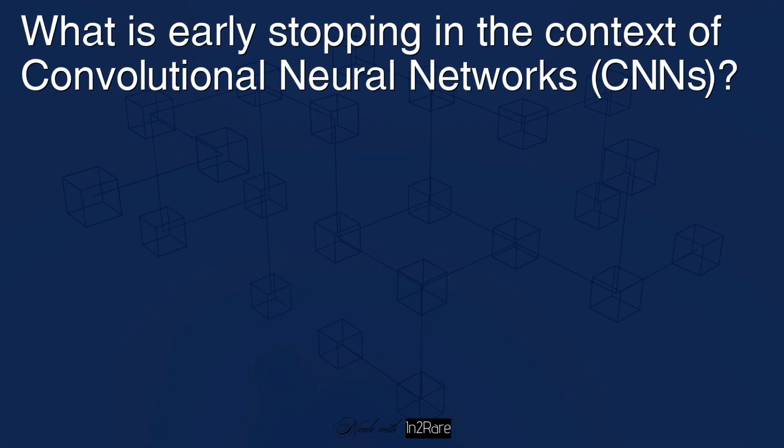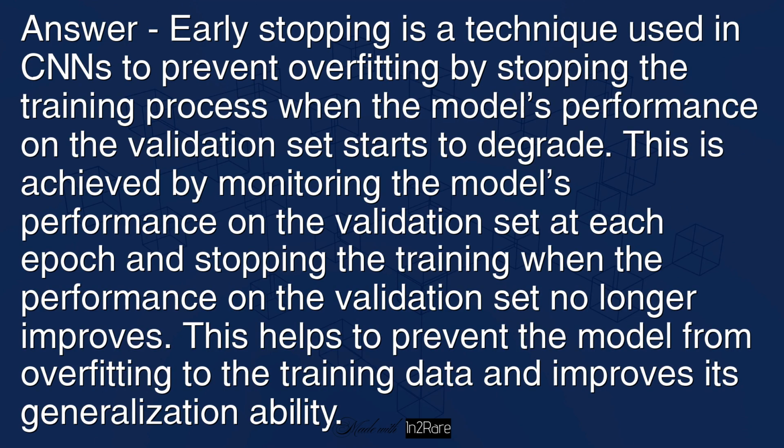What is early stopping in the context of convolutional neural network (CNN)? Answer: early stopping is a technique used in CNN to prevent overfitting by stopping the training process when the model's performance on the validation set starts to degrade. This is achieved by monitoring the model's performance on the validation set at each epoch and stopping the training when the performance on the validation set no longer improves. This helps to prevent the model from overfitting to the training data and improves its generalization ability.